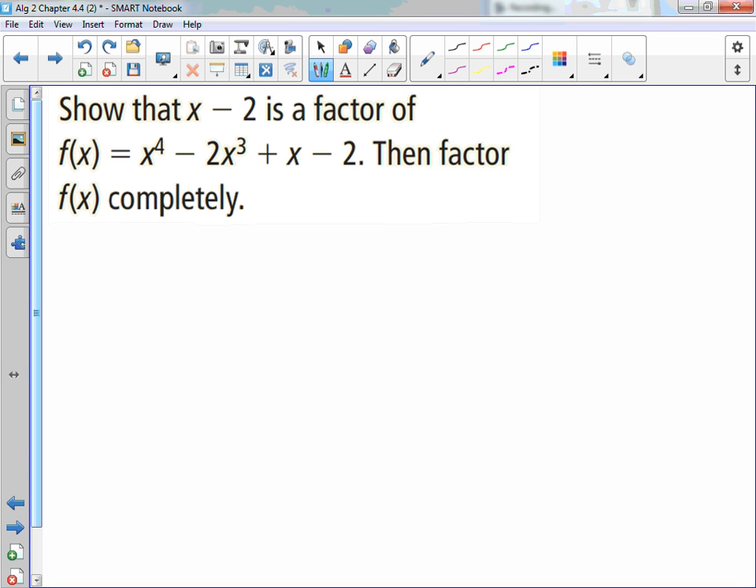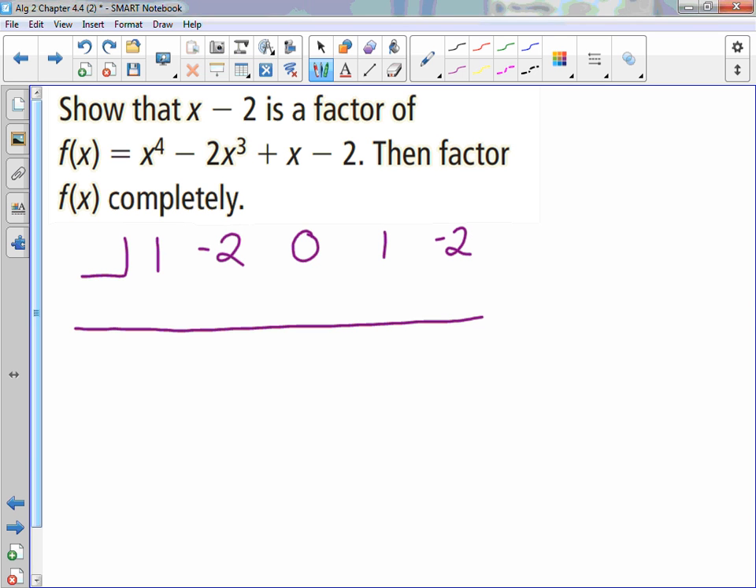So we're going to look at this here. They told us one of the factors of this here. We're going to show that it works, and then we're going to factor it completely. So I'm going to start off with synthetic division. Going across the top would be 1, -2, 0, 1, -2. And eventually we're going to drop this one down. It will be 2 in our box in the cubby hole, because if we've solved it, 2 minus x equals 0.